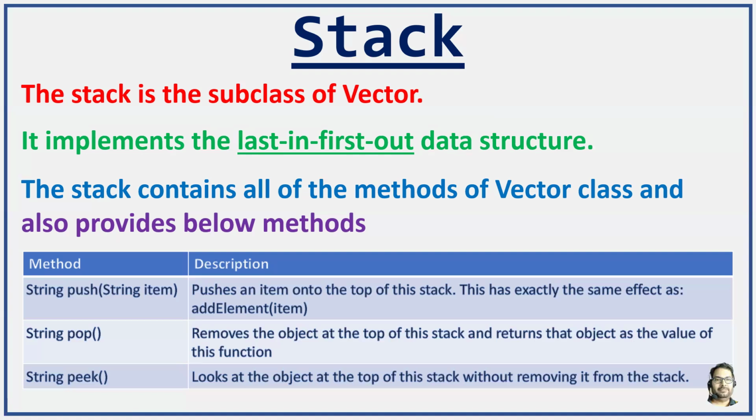And again we have a similar method, peek. It looks at the object at the top of the stack without removing it from the stack. It means if you want to get the top element from your stack, but you don't want to remove it, you can use peek. So the difference between pop and peek is that pop removes the top element and then returns that value, and peek does not remove the top element from the stack, it only returns it.